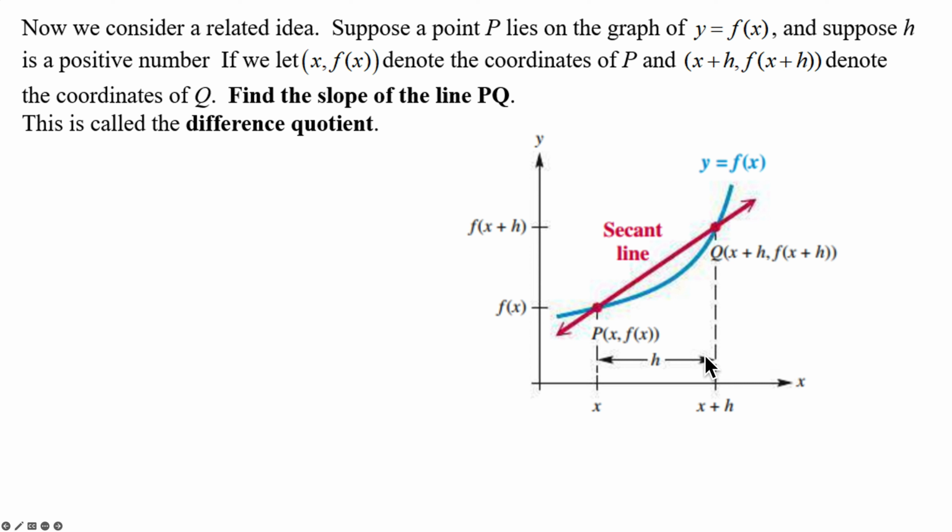Now, h, we don't want it to be 0. That's what it says for the difference quotient, because when we do the slope, you're going to see that h is going to fall in the denominator, and we don't want 0 in the denominator.